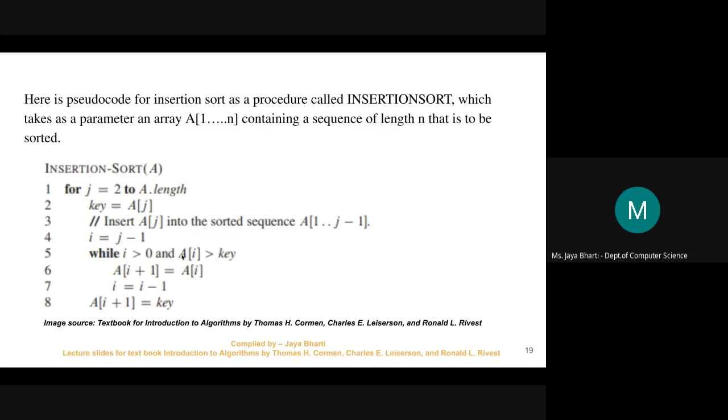Then the condition is while A of i is greater than key. Whatever current card we are picking, that value is assigned to the key. So we need to compare A of i and the key. If A of i is greater than the key, if this condition is true, then we need to assign A of i to the next position. Then you need to decrement the i value. Then again you need to assign the key to A of i plus 1. So this is the pseudocode.